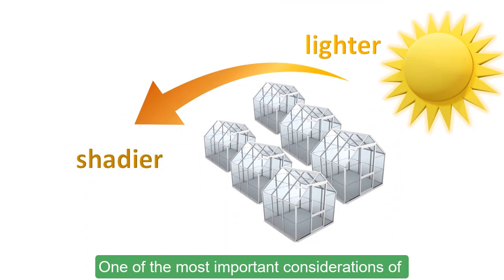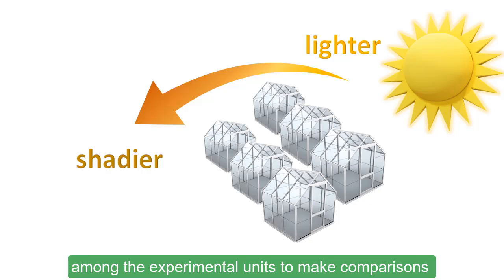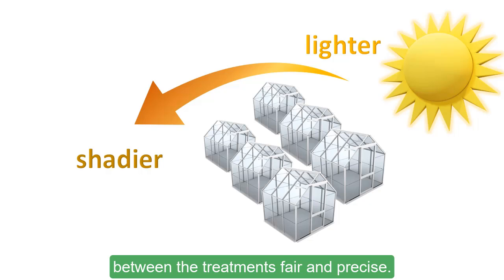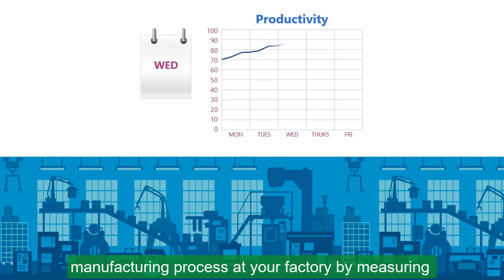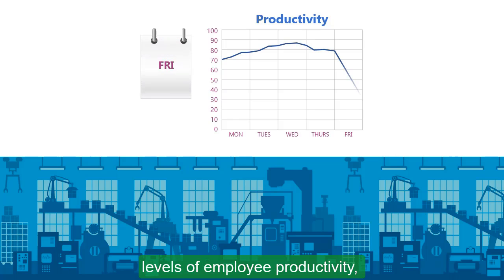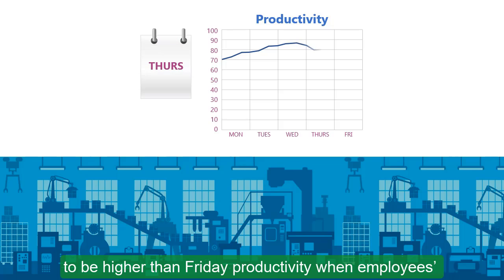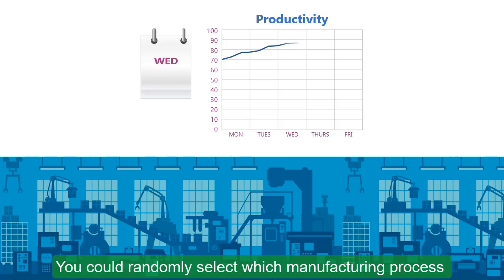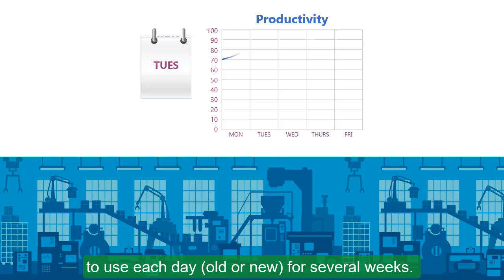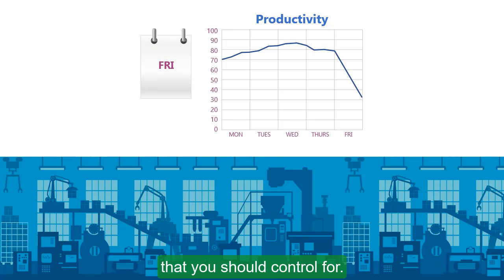One of the most important considerations of an experiment is how to even out the variability among the experimental units to make comparisons between the treatments fair and precise. For example, if you are testing a new manufacturing process at your factory by measuring levels of employee productivity, you might reasonably expect Monday production levels to be higher than Friday productivity when employees' thoughts turn to going home for the weekend. You could randomly select which manufacturing process to use each day, old or new, for several weeks. However, day of the week is a source of variability that you should control for.